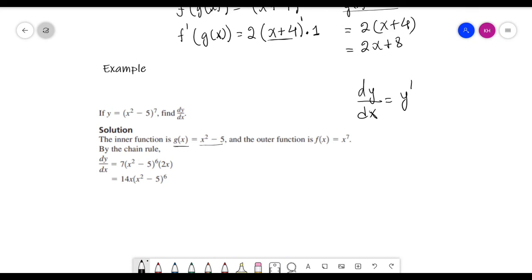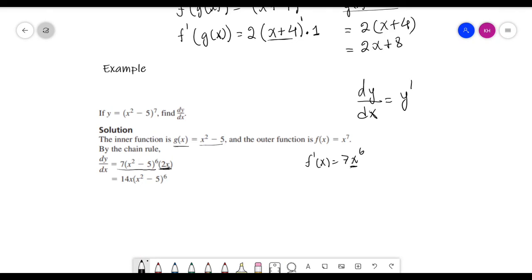So to find the derivative f prime of x, it's going to be 7x to the power 6. But we have to remember that x is g of x. So we have that part. And then we multiply by the derivative of g of x, so that is going to be 2x in this case. So you can see we end up having 14x times (x squared minus 5) to the power 6.